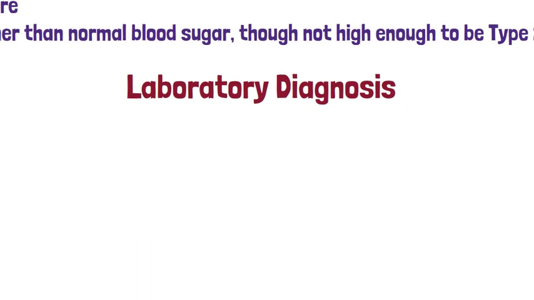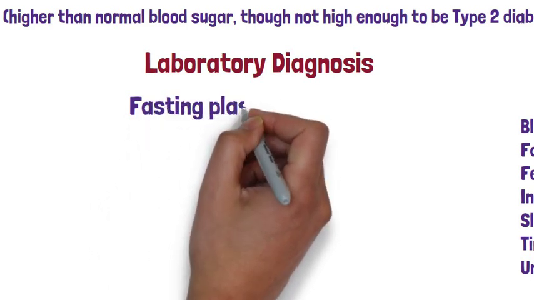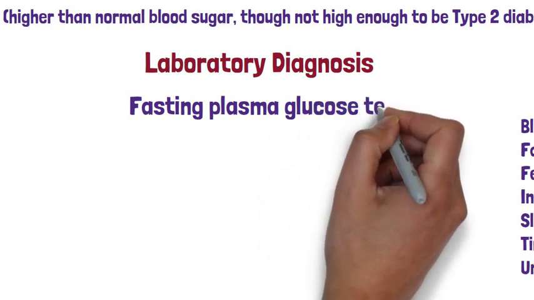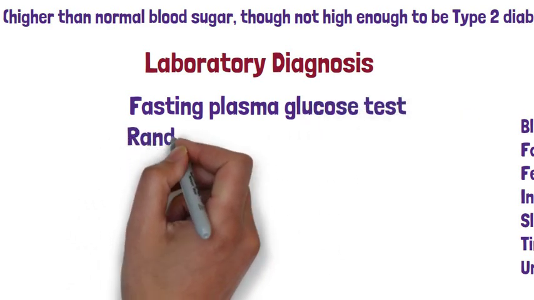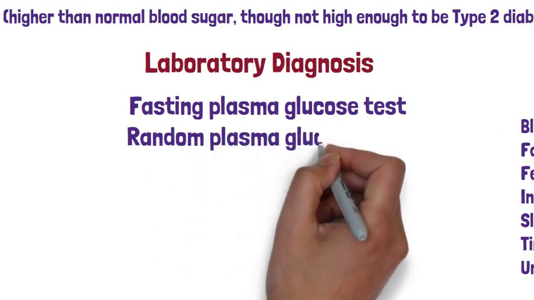Laboratory diagnosis. The first test of laboratory diagnosis is the fasting plasma glucose test. This test checks your blood glucose level. It is best done in the office in the morning after 8 hours of fasting, with nothing to eat or drink except sips of water.